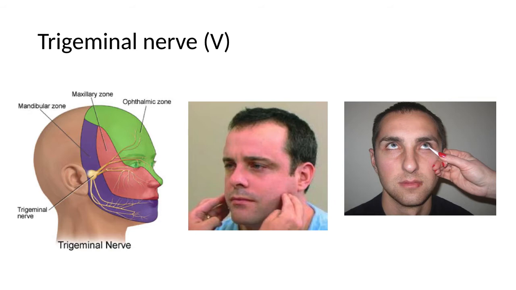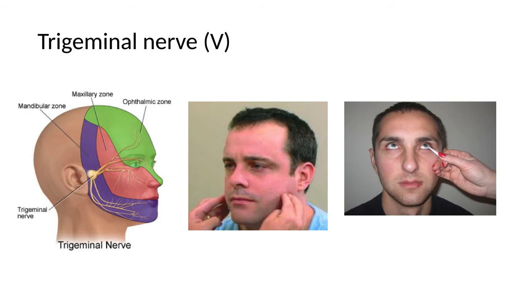You test each of those separately, just with light touch or pinprick, just like you would any other sensation. And the other function is that the trigeminal nerve gives off some motor fibres to the muscles of mastication. That's the muscles involved in chewing. And you ask the patient to just grit their teeth and feel for the tension in the masseter muscles.